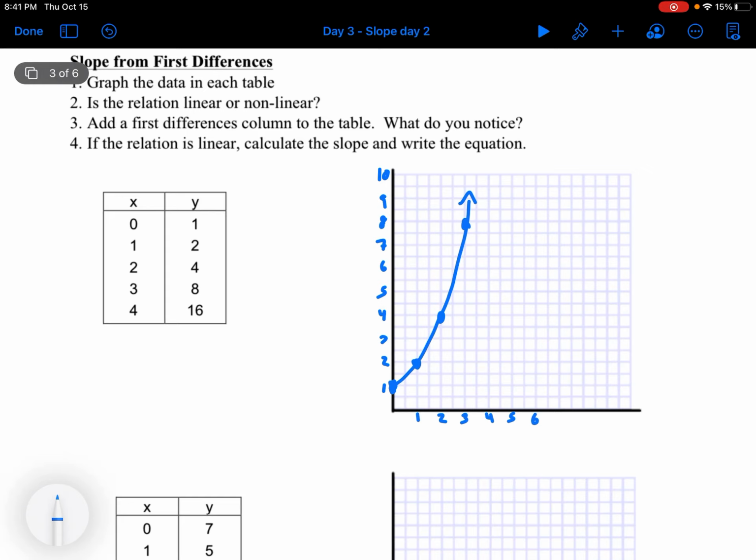This is non-linear. Well, what we can do is, as long as our x's are all changing by the same value, now I'm going to show you what I'm doing here. I'm looking at the difference between 3 and 4, the difference between 2 and 3, 1 and 2, 0 and 1. And all I have to do is subtract from the bottom. So subtract up the table.